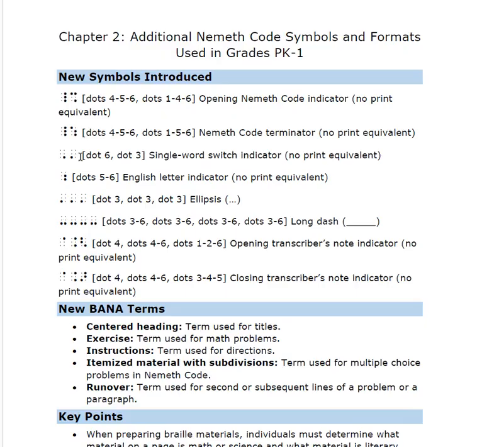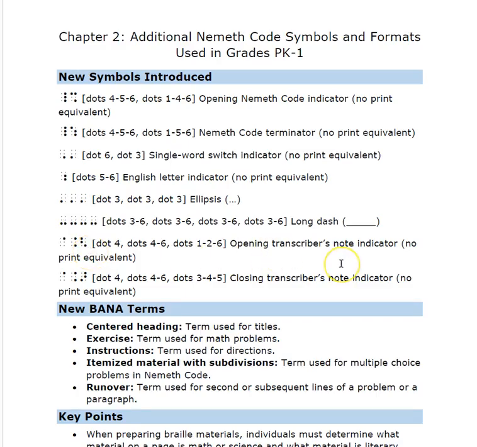The ellipsis is .3.3.3. We learned in UEB that it was a period 3 times. That is no longer the case in UEB. It is .3 3 times. When you have a blank written with a long dash, like a line, then you will use 4 of the .36s. So 36, 36, 36, 36. That is a blank line.